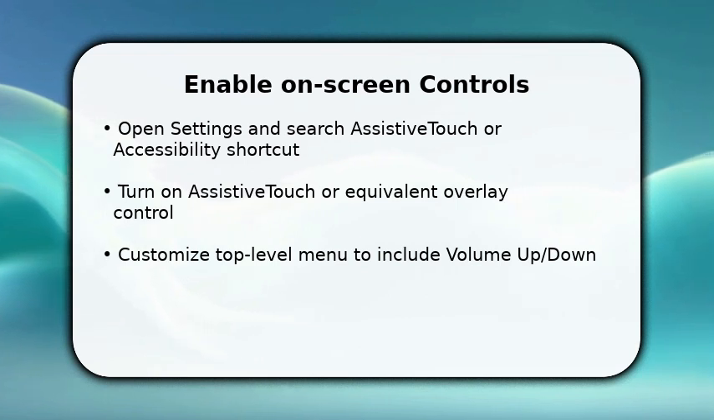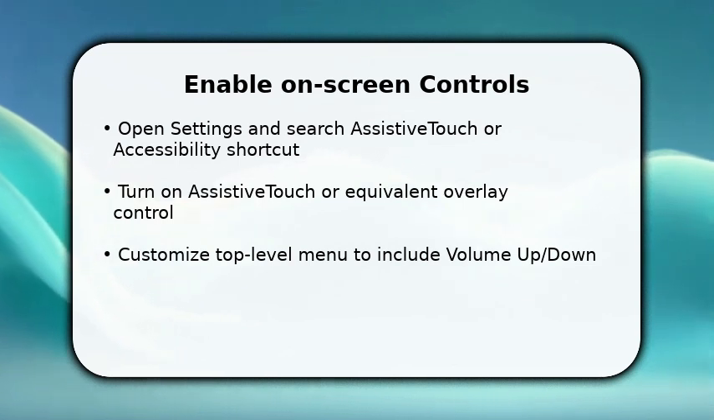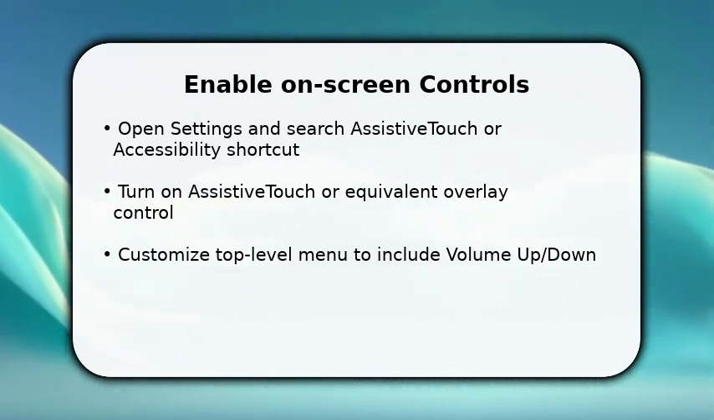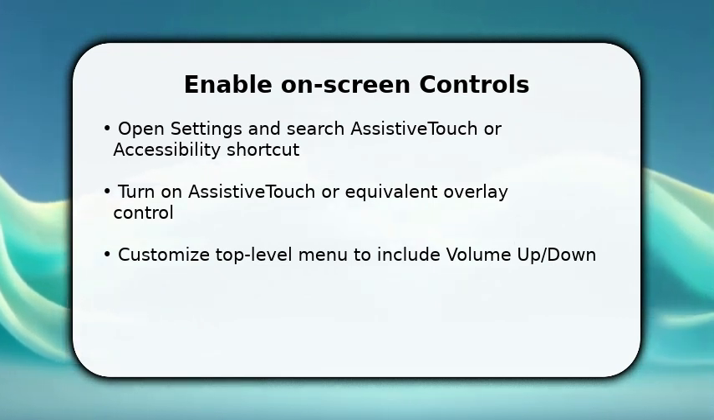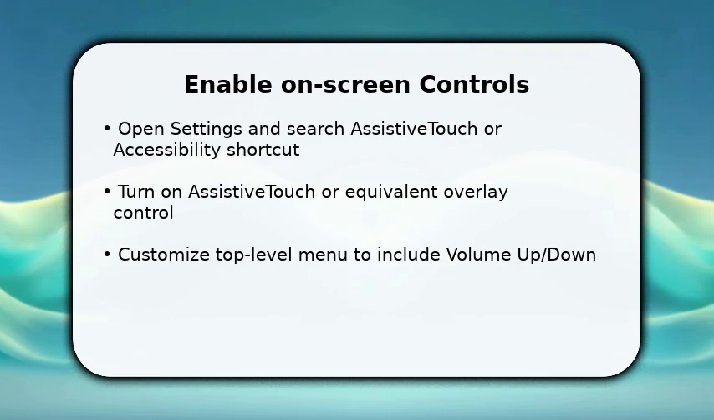Make sure to position the floating button where it won't block content. Once done, tap the overlay to reveal the volume up and volume down icons. You can press them like physical buttons, and they stay on screen until you disable the overlay.